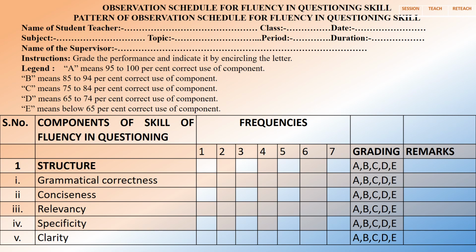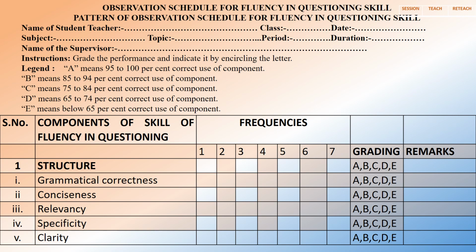The first instruction is that you have to grade the performance and indicate it by encircling the letter. The legend for the observation schedule is: A means 95 to 100% correct use of component. B means 85 to 94% correct use of component. C means 75 to 84% correct use of component. D means 65 to 74% correct use of component. And E means below 65% correct use of component.